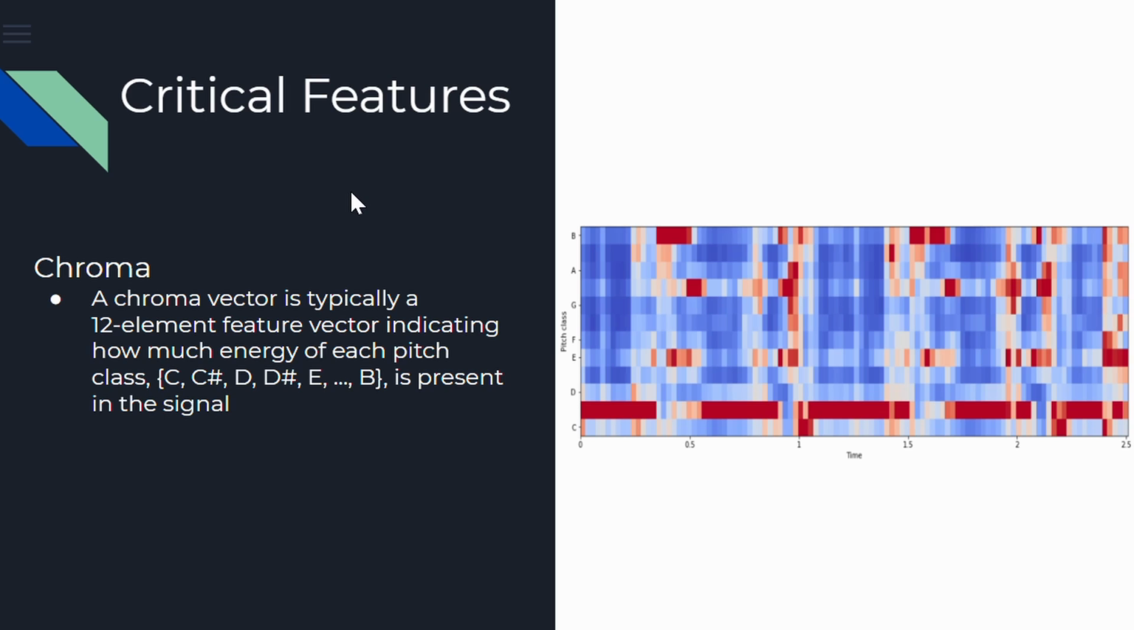The third and final feature that we use as part of our feature set is chroma. The chroma is typically a 12-element feature vector where each element in the vector indicates the energy of an individual pitch class, such as C, C sharp, D, D sharp, etc. As you can see from our example, C sharp is strongly represented in the graph.